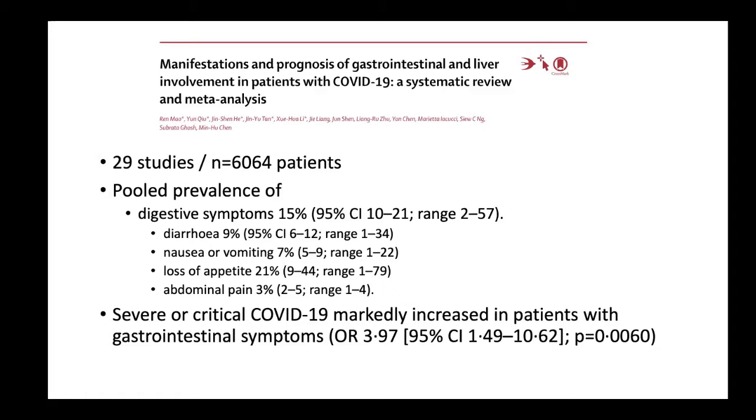But at least here we could summarize 6,000 patients, and you have more moderate numbers, but it seems like at least 15% have digestive symptoms, with wide ranges in the studies from 2 to 57%. And you have diarrhea, loss of appetite, etc., and abdominal pain. It's known that the acute abdomen, that's just stomach pain, could by itself be caused by COVID-19. So there's definitely something going on in the gut.